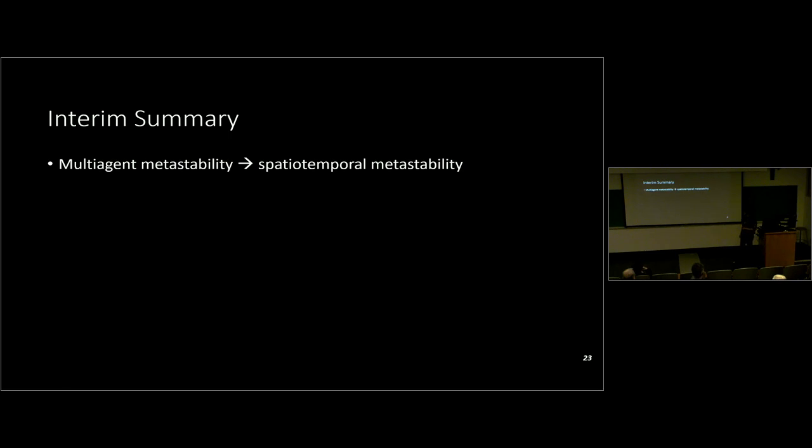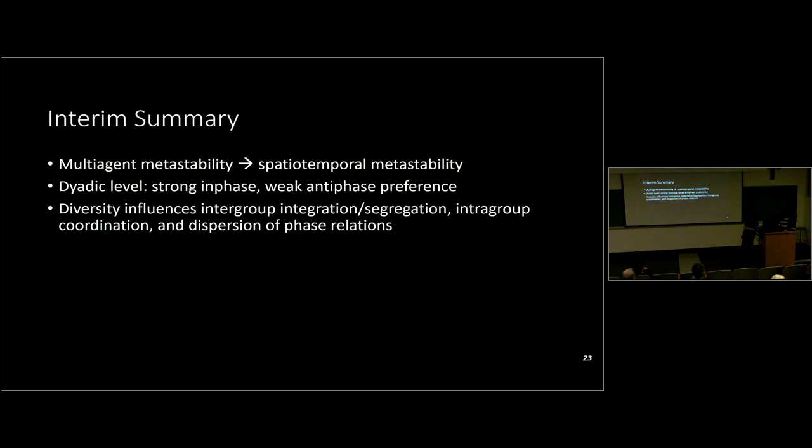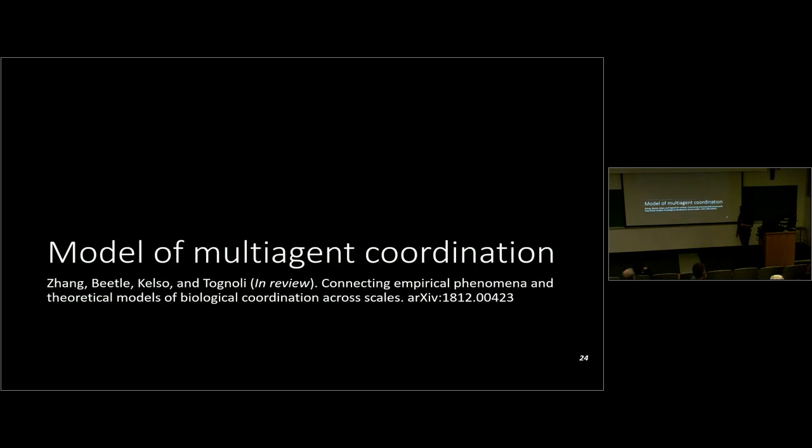So just to summarize, I showed you in the multi-agent case how metastability can give rise to spatiotemporal metastability. It means the group will switch between different complex spatial patterns sequentially. And on the dyadic level, I showed you there are strong inphase tendencies and weak antiphase tendencies. And I also showed you some results at the intergroup level and intragroup level. So now I want to model these phenomena mathematically.